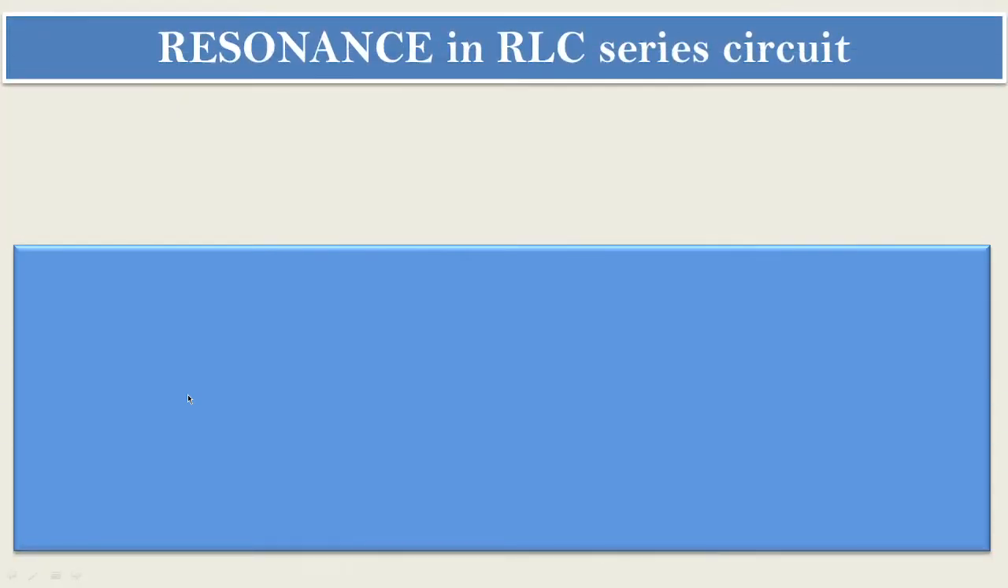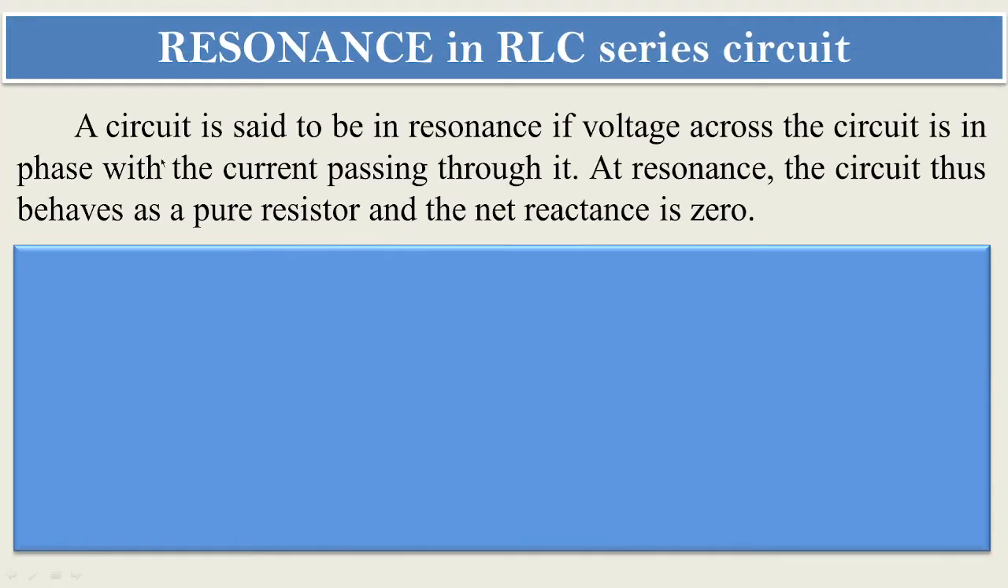If you want to define resonance, a circuit is said to be in resonance if the voltage across the circuit is in phase with the current passing through it. This indicates that at resonance, the circuit behaves purely as resistive in nature. So the net reactance in that case should be zero because the voltage and current are in phase, and that happens only in a pure resistive network.